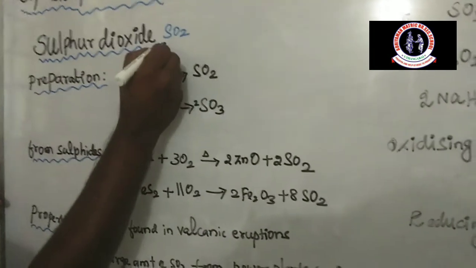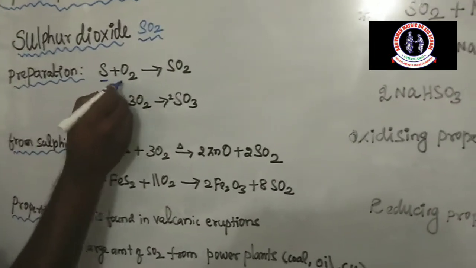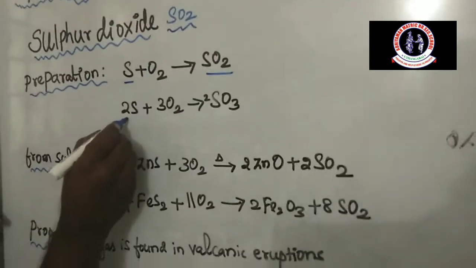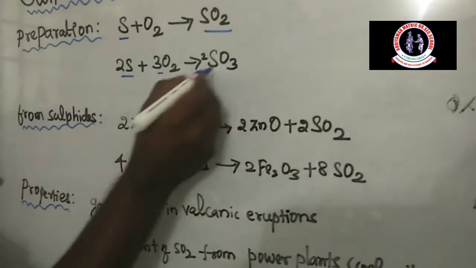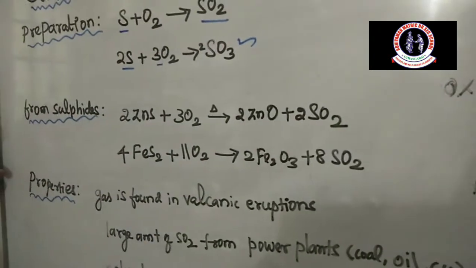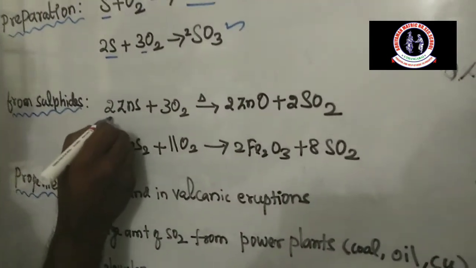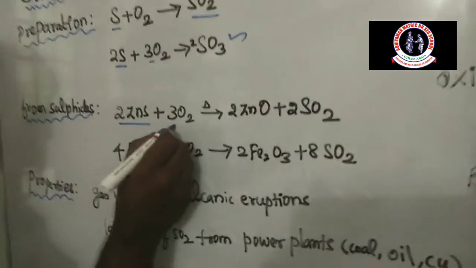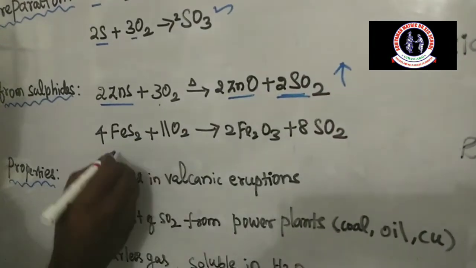Next topic. Sulfur dioxide is prepared from sulfur. Sulfur undergoes an oxidation reaction to give sulfur dioxide. It is also obtained from sulfide ores with excess oxygen. For example, zinc sulfide undergoes an oxidation reaction to give zinc oxide and 2 moles of sulfur dioxide.